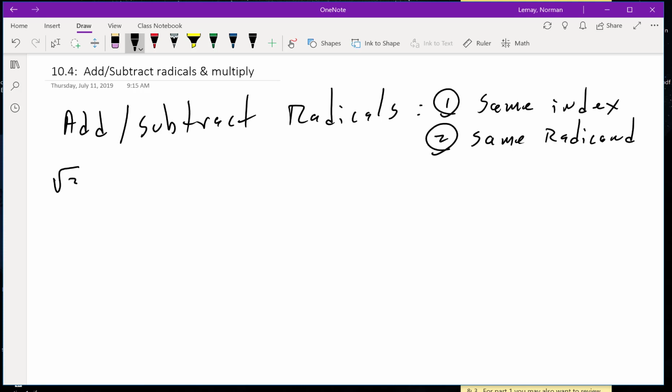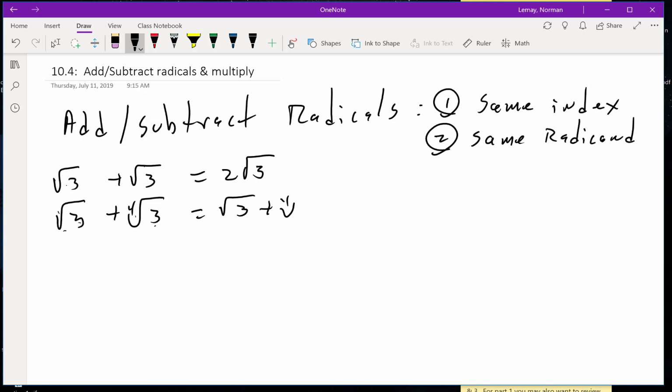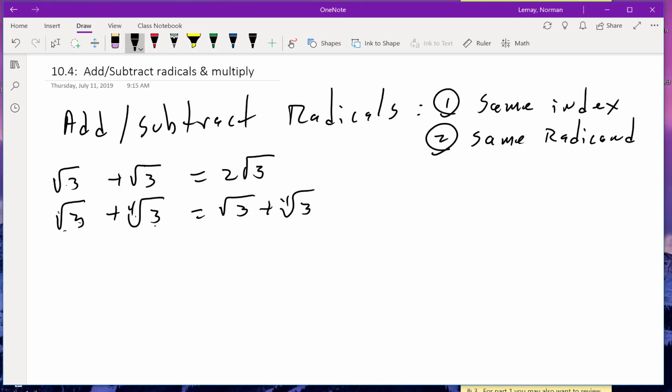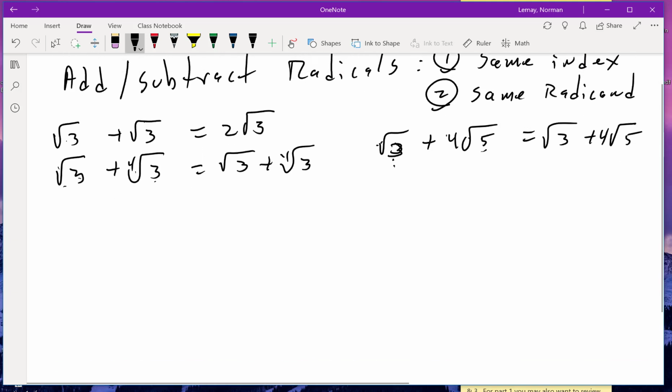So for example, if we want to take the square root of 3 and add the square root of 3, note that since we have the same radical with the same index and the same radicand, we just get 2 square roots of 3. If I want to add the square root of 3 plus the fourth root of 3, notice that even though we have the same radicand, I have a square root and a fourth root, and technically we cannot do this, so it's just the square root of 3 plus the fourth root of 3. And if I have something like the square root of 3 plus 4 square roots of 5, even though I have the same index, I have a different radicand, so this is just the square root of 3 plus 4 square roots of 5. So no matter if it's add or subtract.